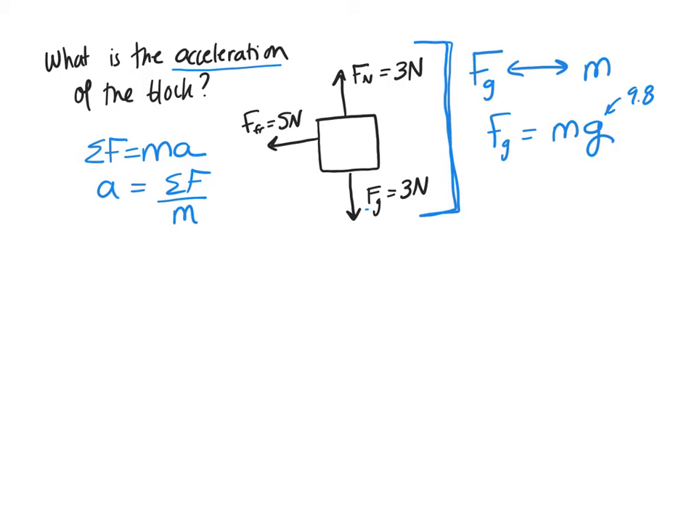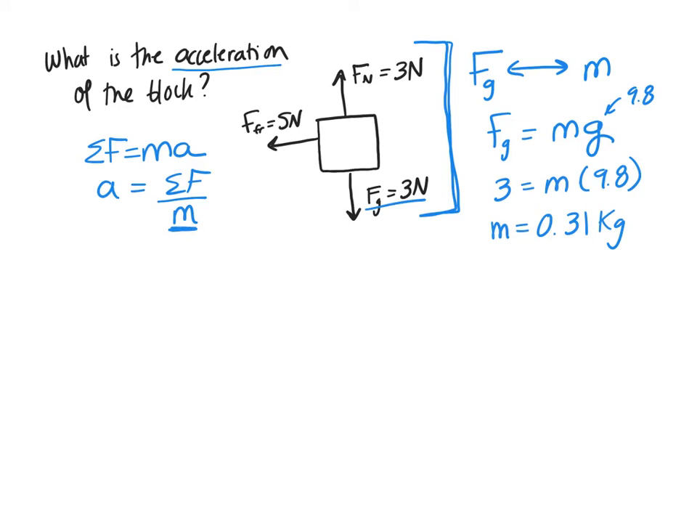In this situation, we have force of gravity. So we could do force of gravity, which is 3, equals mass times acceleration due to gravity, again, 9.8. So we do some math. We do 3 divided by 9.8, and we get 0.31 kilograms. Okay, so that takes care of the mass over here in this equation. And now all we need is the net force.